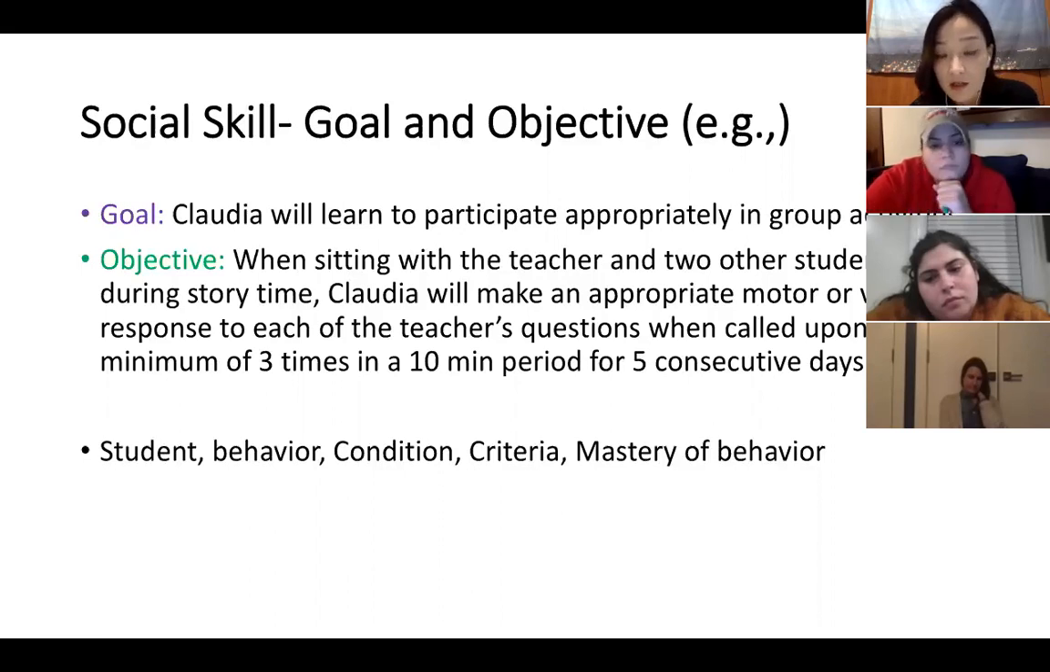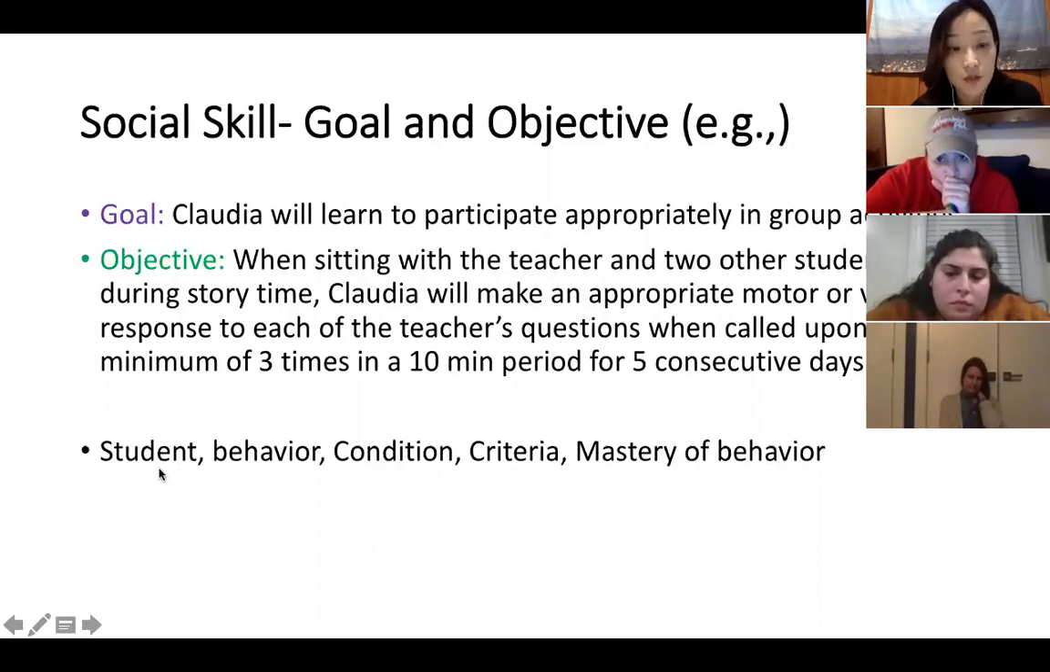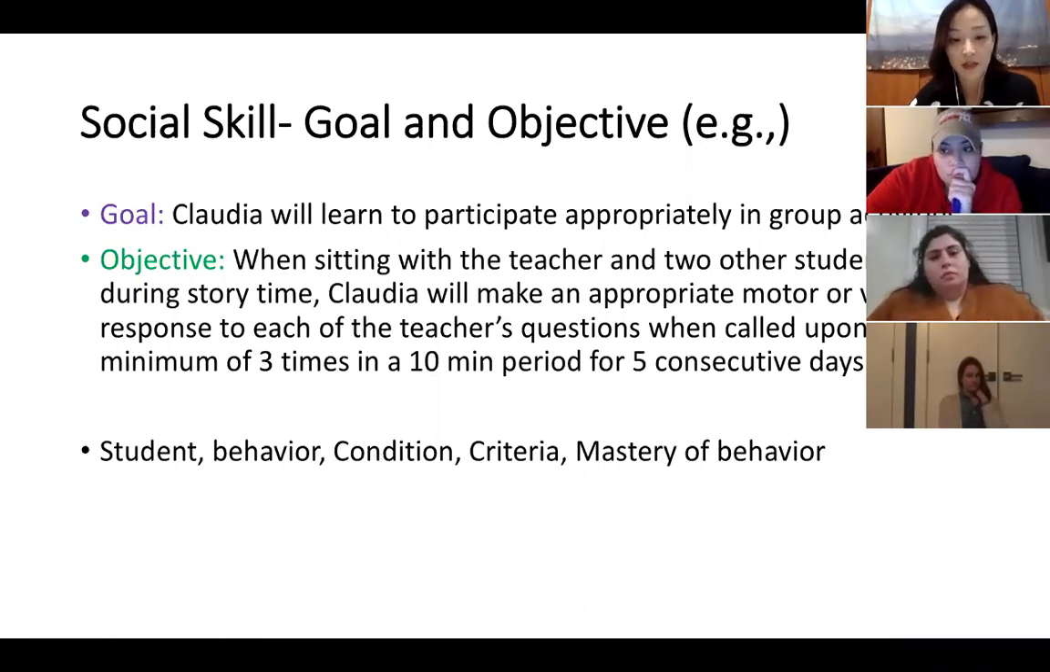for 5 consecutive days. In this objective, you will see 5 elements: student, Claudia; behavior, make an appropriate motor or verbal response; condition, which is the situation happening, the context; criteria, which is the number you want to measure; and mastery of behavior, how long you want to see that behavior at a high level. You need to include these 5 elements in this one objective. Let's practice. That will be our last thing to do in this class, and we're done.